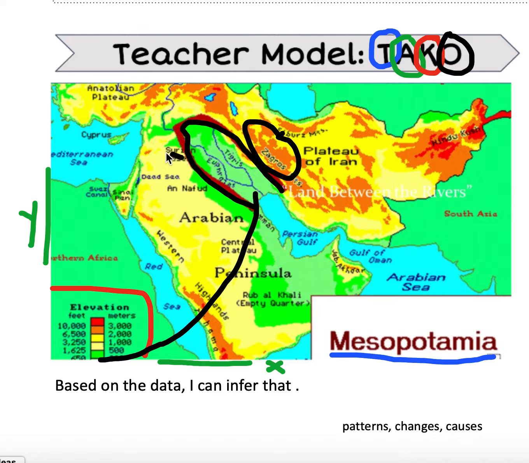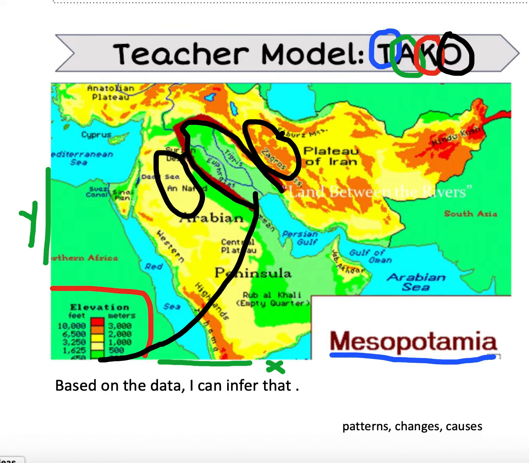I'm also noticing that there is a huge change to the north and also to the south of Mesopotamia. We have the deserts below, and they're at about 3,000 feet above sea level, and the mountains above to the north look like they could be all the way up to 7,000 feet above sea level. So already I'm trying to think about, okay, I noticed these changes in elevation around this one particular area where there was a huge civilization.